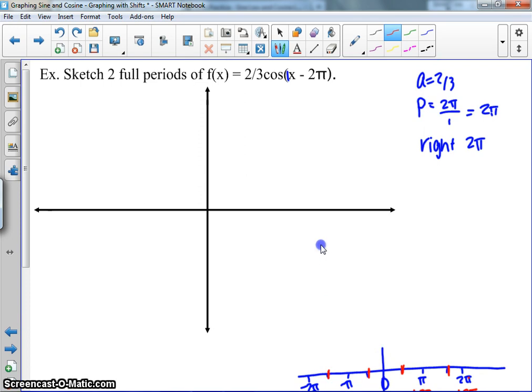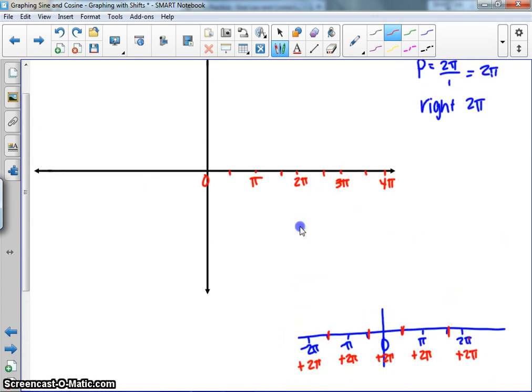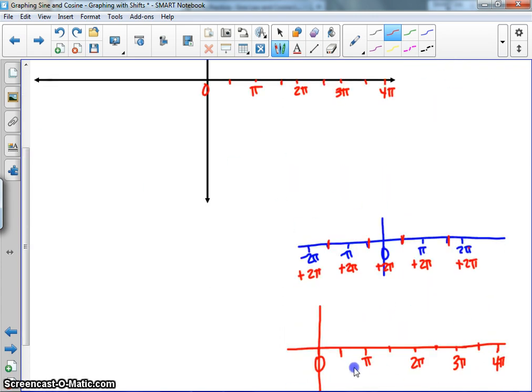And so then I'm going to go label that. And so this is 0. I'm going to put a dash and then pi. Dash and then 2 pi. Dash and then 3 pi. Dash and then 4 pi. My points are not perfect, but this is what you should have in these numbers.